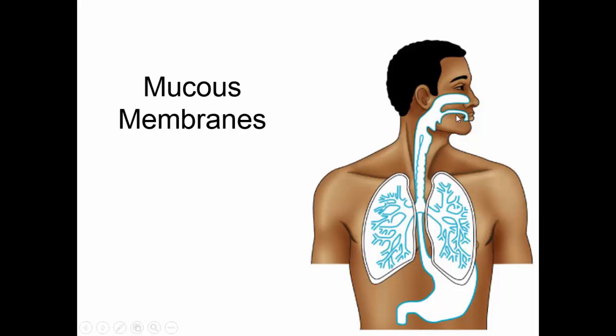So here you see a couple of the mucous membranes, the one that lines the respiratory system and the one that lines the entire digestive system. Not shown here are the reproductive and urinary systems, which are also lined with mucous membranes.